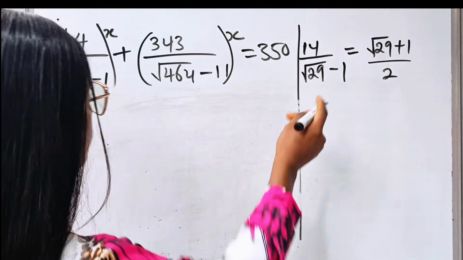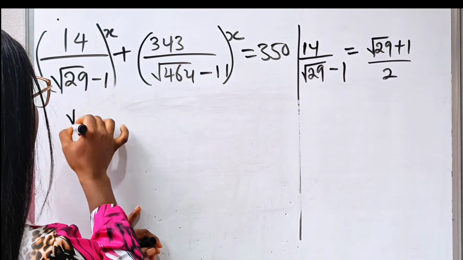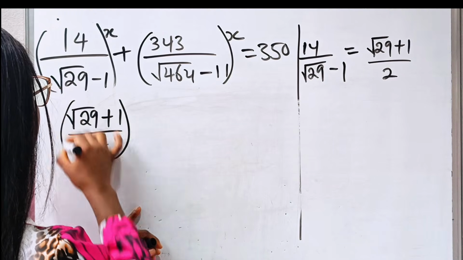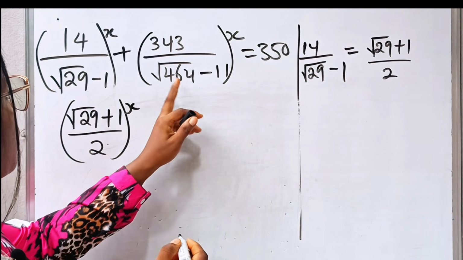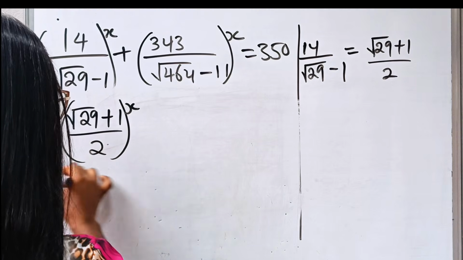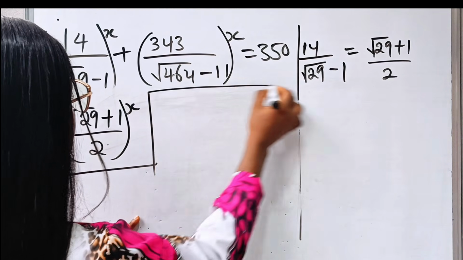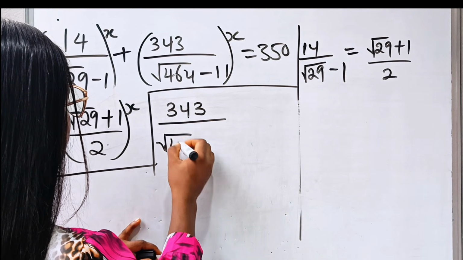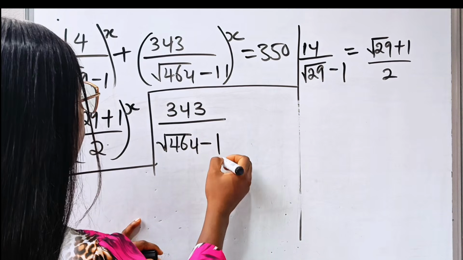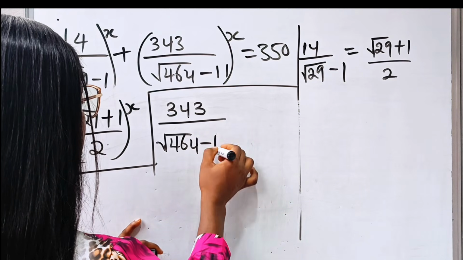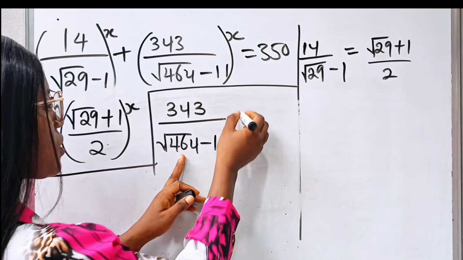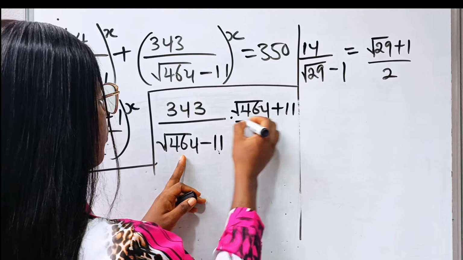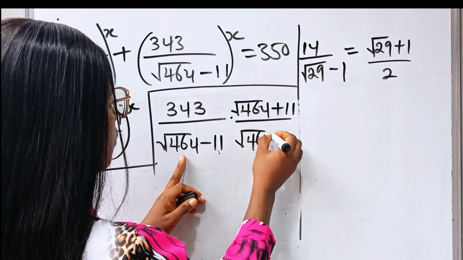Okay, now I'm going to write this here. So this is same thing as root 29 plus 1 divided by 2 raised to the power of x, right? Now let us rationalize this one. Let's rationalize this. So we have 343 divided by square root of 464 minus 11. So we rationalize by multiplying by root 464 plus 11 over root 464 plus 11.